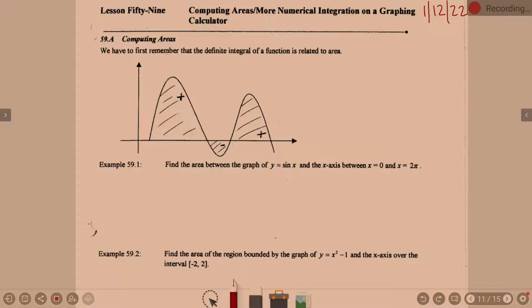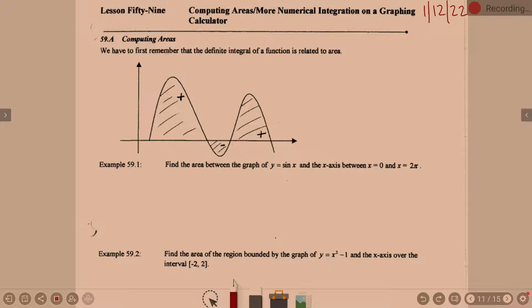Lesson 59, computing areas, more numerical integration on a graphing calculator. So when we talk about area in calculus, your brain is now trained to say, oh, we're going to be setting up and using integrals, right? Okay, so if you recall, the idea of an integral is it represents the area under the curve, or it finds the area under the curve. When we talk about area under the curve, we're talking about area between the curve and the x-axis. Okay, and that's what it talks about here.